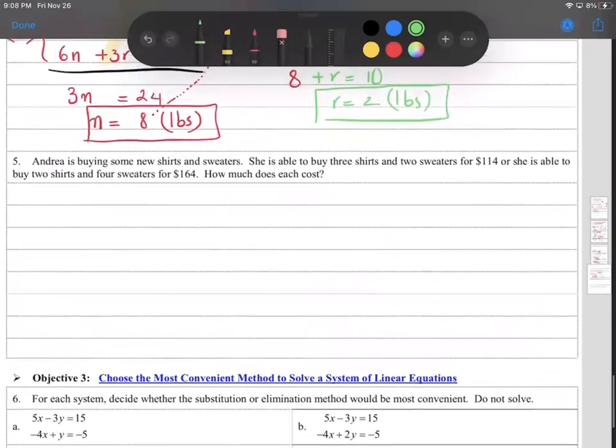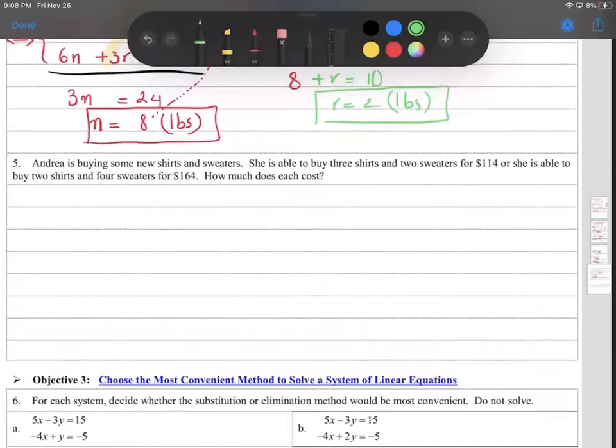All right, number 5. Andrea is buying some new shirts and sweaters. She is able to buy 3 shirts and 2 sweaters for $114, or she is able to buy 2 shirts and 4 sweaters for $164. How much does each cost?